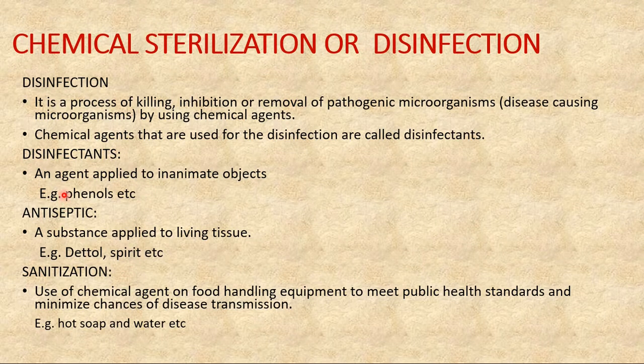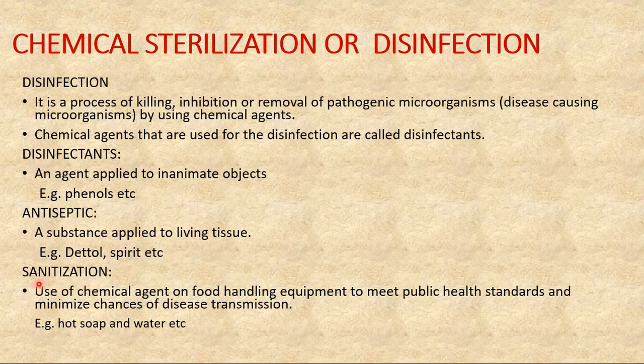An agent applied to inanimate objects is called a disinfectant. Example, phenol. For example, you sterilize your floor or some of the equipment in the operation theaters with the help of phenol and phenolic compounds. Those are called disinfectants. Coming to the antiseptic, it is applied to living tissue. The best examples are our Dettol and the surgical spirit.